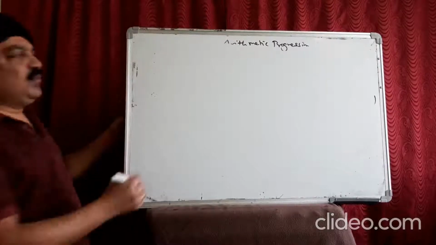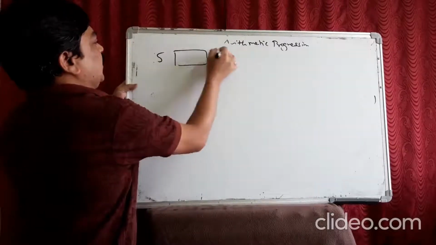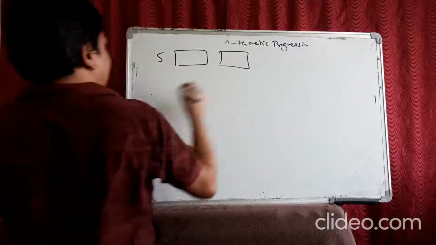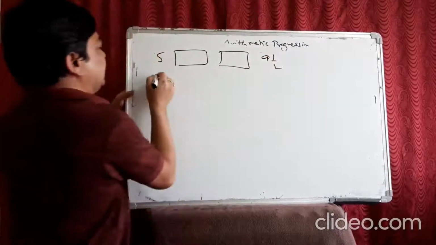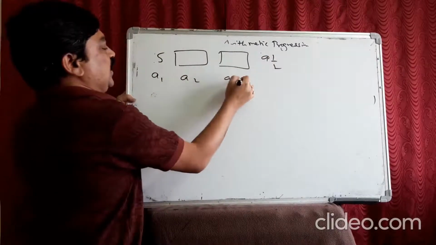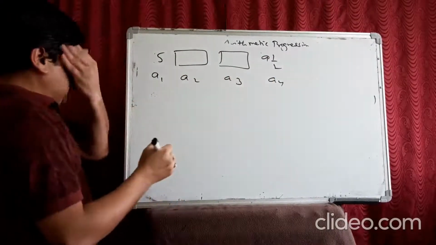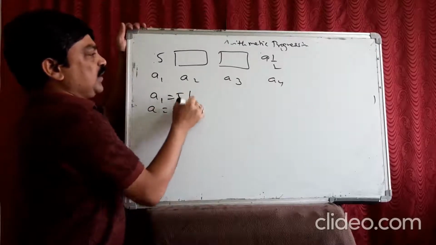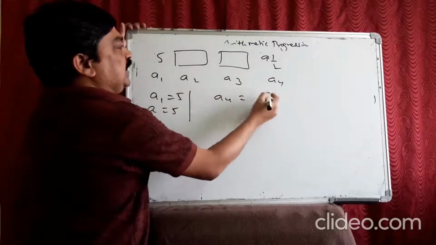Third one, 5 box and 9 1 by 2. That means this is A1, A2, A3, A4. So A1 is 5. That means A is 5. A4 is 9 1 by 2.